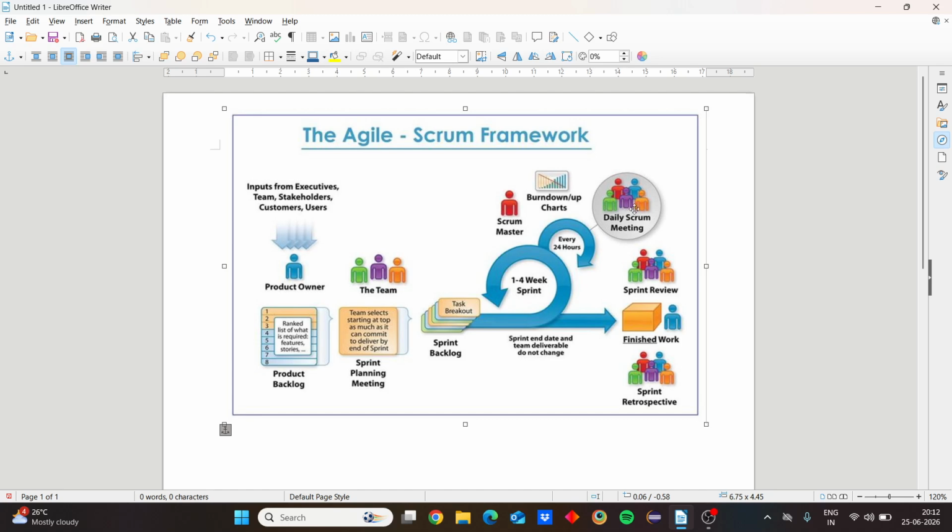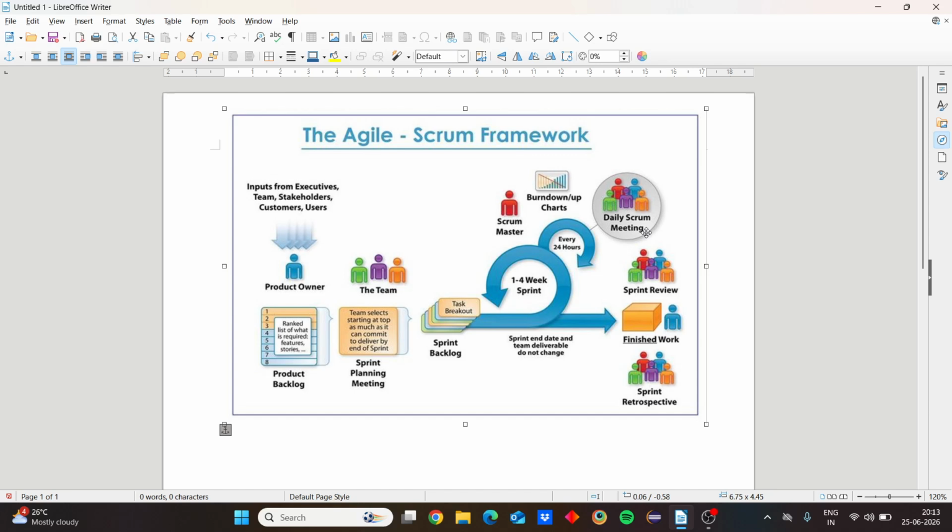And the agenda of this daily Scrum meeting is: what is the progress of the project? These are the main principle or main agenda of this daily Scrum meeting. Three main questions are asked in the daily Scrum meeting. What are the questions?